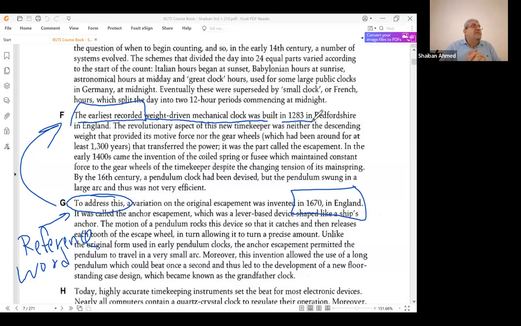The earliest is given by the Caliph Mamun to Charlemagne, the king of Europe. That was the earliest clock. It was a gift. Never mind, history is written by the strongest. Anyway, so question 3, description of the origins of the pendulum clock. The earliest mechanical clock was built in Bedfordshire. Then we have the details here.